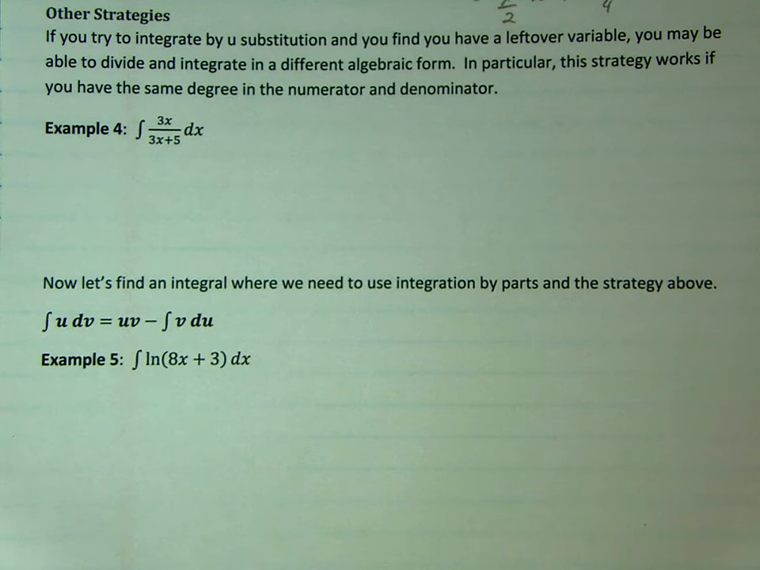Other strategies. If you try to integrate by u substitution and you find you have a leftover variable, you may be able to divide and integrate in a different algebraic form. In particular, this strategy works if you have the same degree in the numerator and the denominator. Here's an example of this strategy.